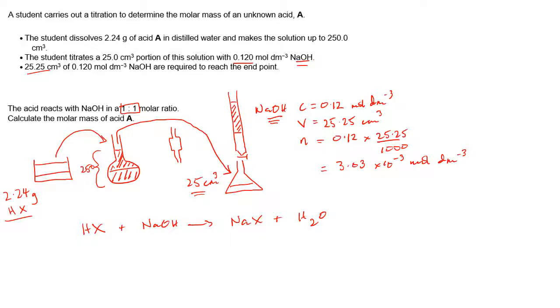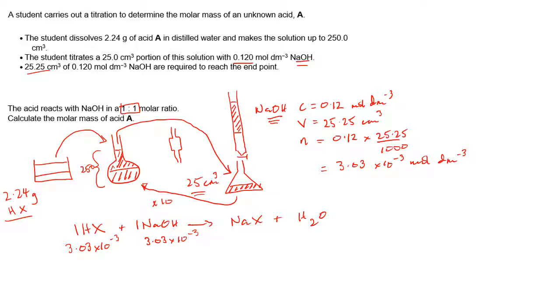Given that we've got this 1-to-1 ratio, and we have 3.03 times 10 to the minus 3 moles of our sodium hydroxide, we must have 3.03 times 10 to the minus 3 moles of our acid in the conical flask here. But of course this was only an aliquot, wasn't it? To get the number of moles that were in our volumetric flask, we have to multiply it up by 10. The 10 comes from 250 over 25.